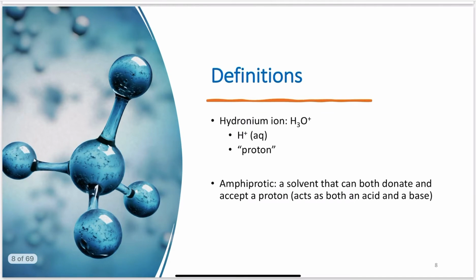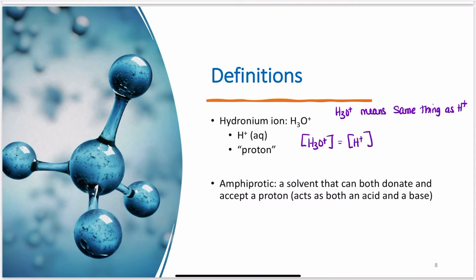So hydronium ion, H3O+. We also call this H+ or proton. H3O+ means the exact same thing as H+. So we can say the concentration of H3O+ is equal to the concentration of H+. We're going to talk about pH in the next module, but pH is equal to the negative log of H3O+. This is the same as saying the negative log of H+.